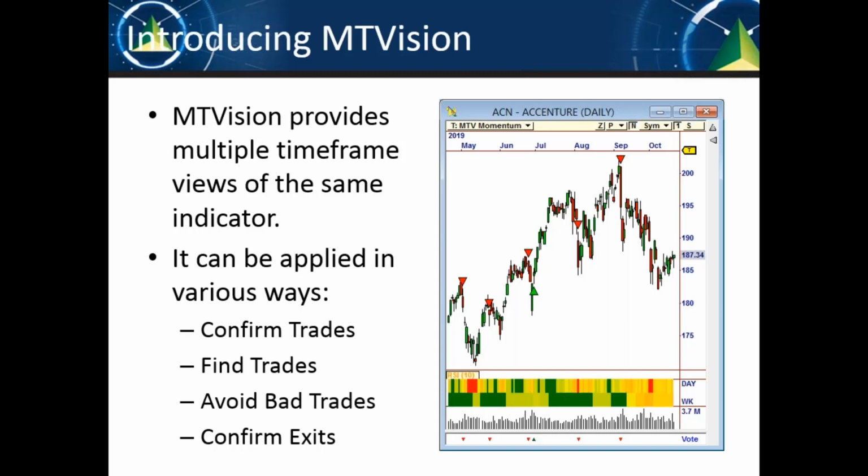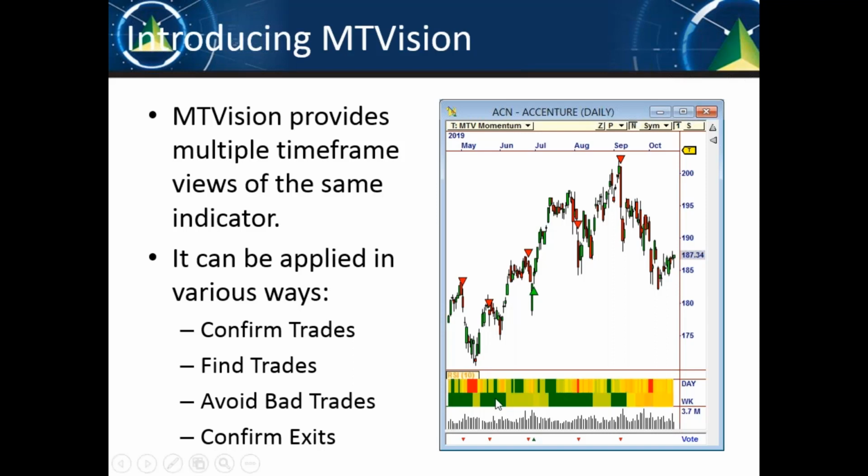Since it is basically telling you what you're looking at and showing you different colors based off the conditions that you're using, you can use it to quickly confirm trades, find trades, avoid bad trades, a lot of examples of that, and also, of course, to confirm exits. And we see an example here now.